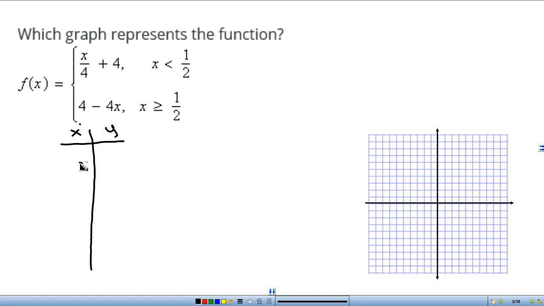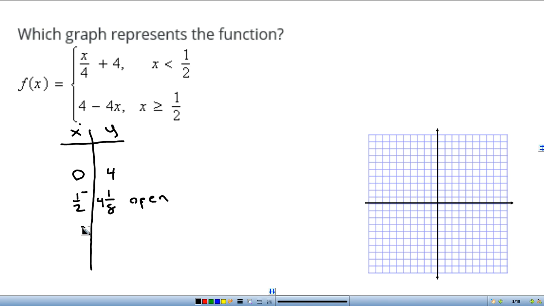I'm going to plug in 0. So when I plug in 0, 0 is less than 1/2, so I'm going to plug it in here. And I'm just going to say my value is 4. And now let's do 1/2, but just a little to the left, where x is less than 1/2. So if I do that, that's going to be 4 1/8. Okay? Now remember, that's an open circle.